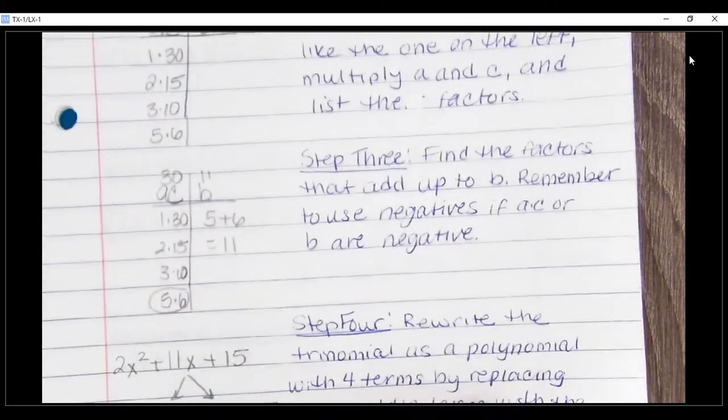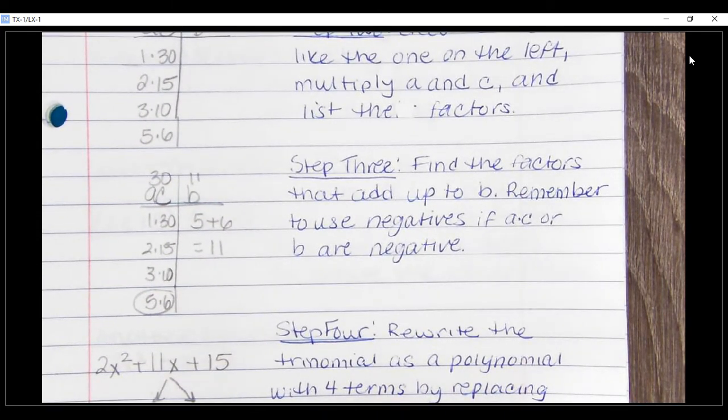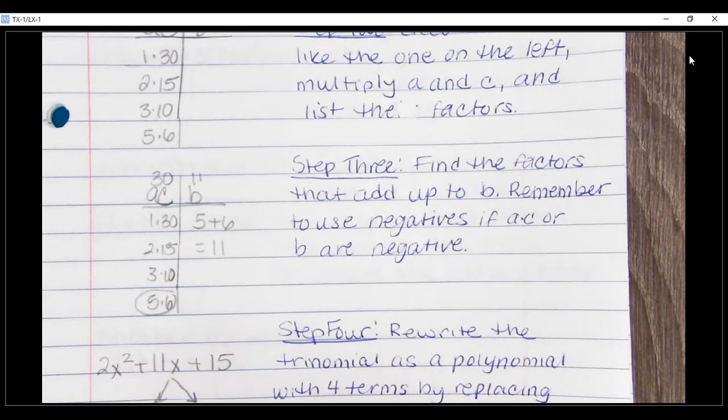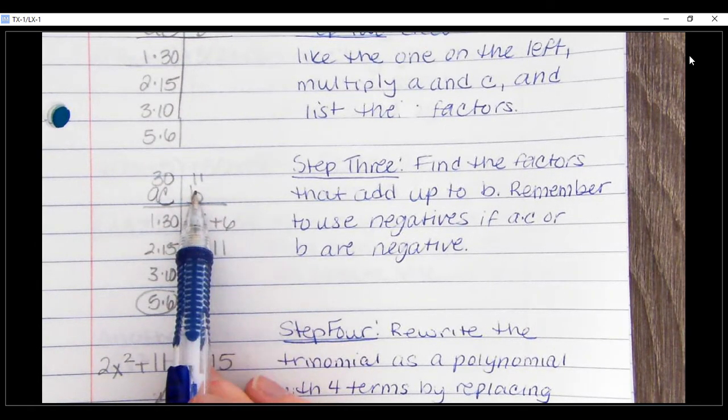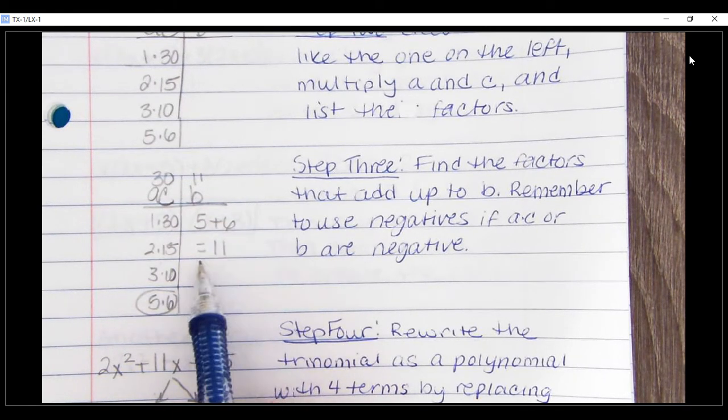Okay, here we go, next step. Step 3, find the factors that add up to B. Remember to use negatives if A times C or B are negative. So we know that our B is 11. We need to find factors that will add up to a positive 11. 1 and 30 doesn't, 2 and 15 doesn't, and 3 and 10 don't. Whether you add or subtract, nothing is going to equal 11. But 5 and 6 do, because 5 plus 6 is equal to 11.